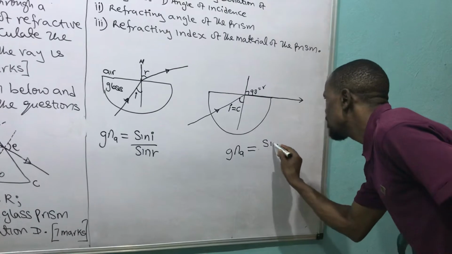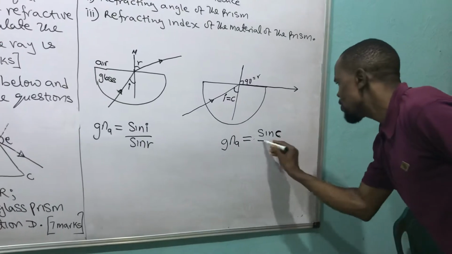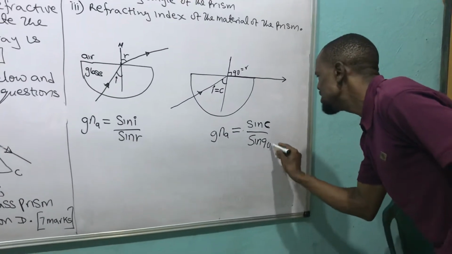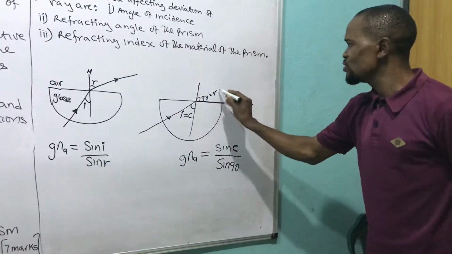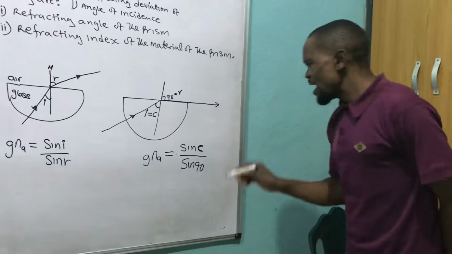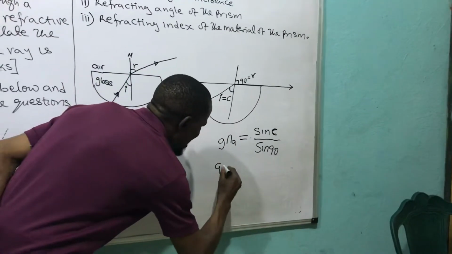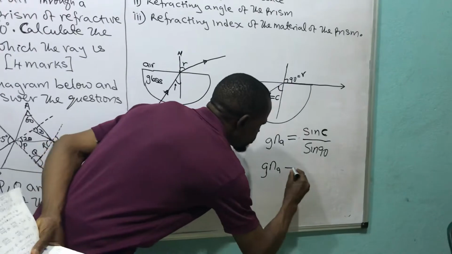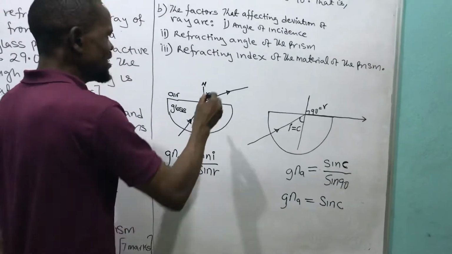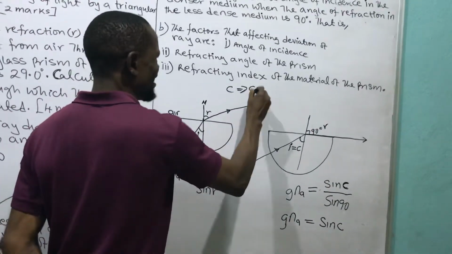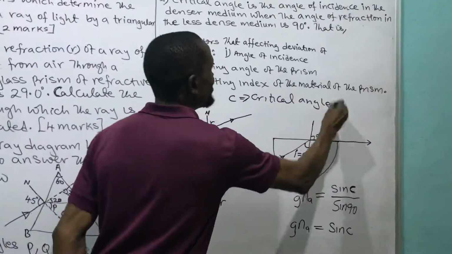Then coming over here, I will also have glass to air equals to sine of what again? C. Instead of the incident angle, I have C over sine of what? 90. What is the refraction angle now? It is 90. Therefore, sine of 90 gives me glass to air equals sine C. And you remember, what is C? C is the critical angle.